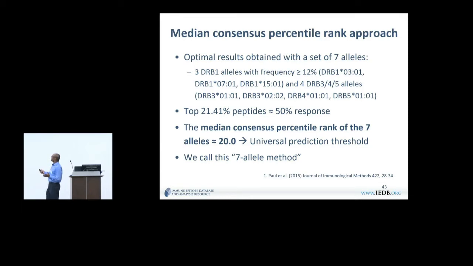This value roughly corresponded to a median consensus percentile rank of 20 for the 7 alleles. So this can be called a universal prediction threshold, and we call this the 7 allele method. This is published in the Journal of Immunological Methods this year.